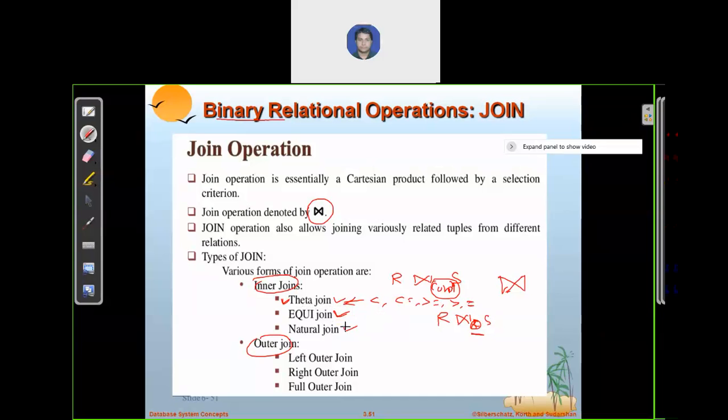Then we are combining two relations, and the joining condition is equals to, and the two attributes on which we are applying this condition have the same name as well. That kind of join is called the natural join, and we can denote natural join simply as R asterisk S.